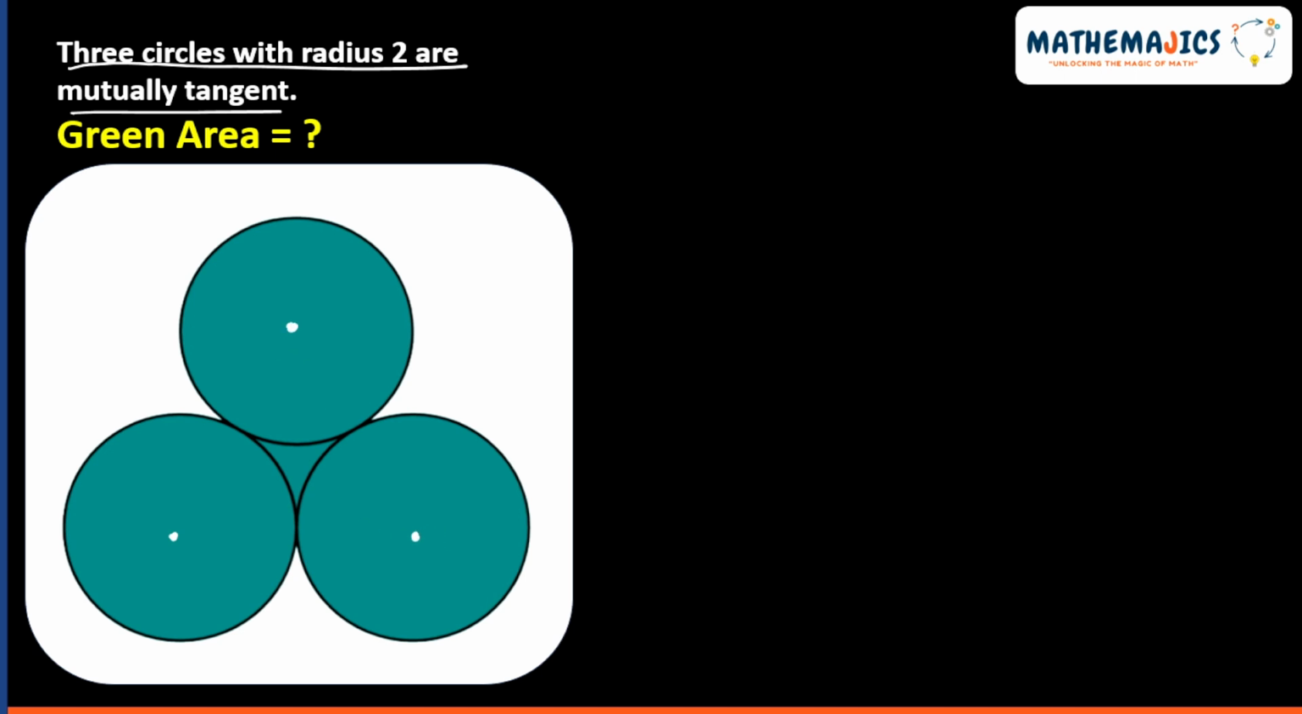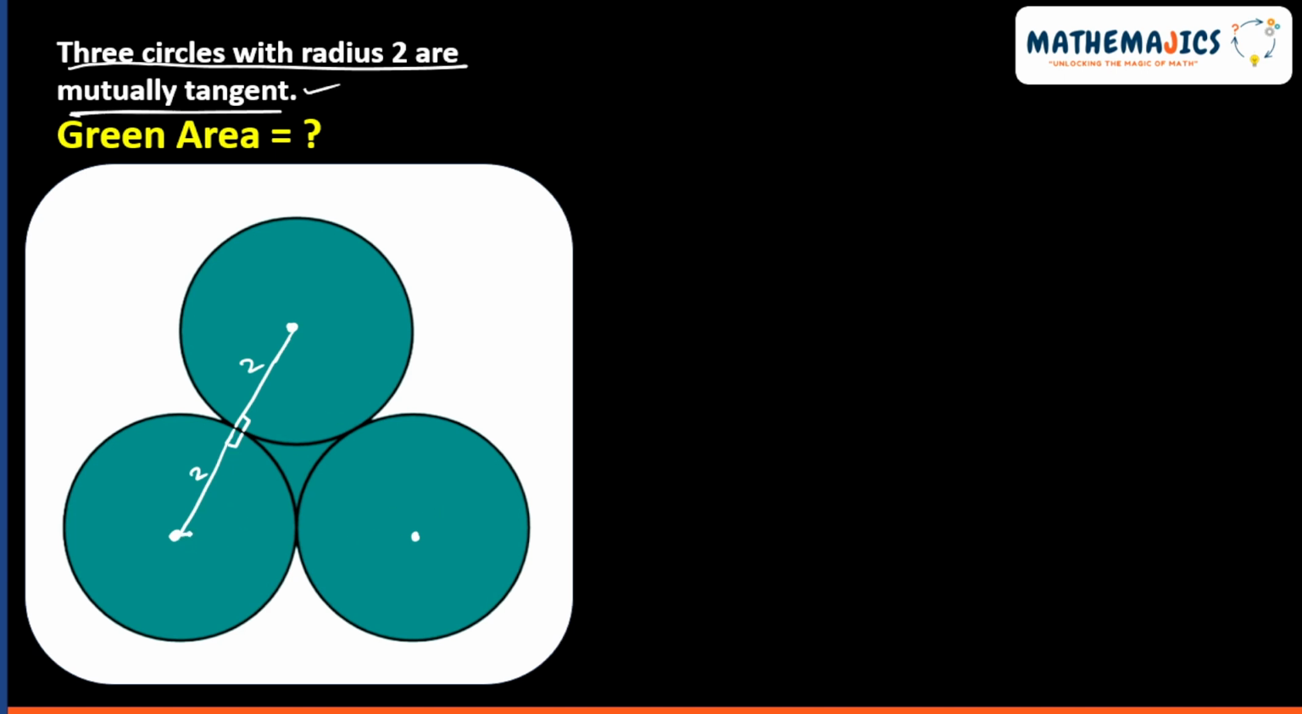That means if I draw a radius from this center and if I draw a radius from this center, this will be 90 degree and this will also be 90 degree. That means this will lie on a straight line. 90 plus 90, 180. This will be a straight line. This radius is 2. This radius is also 2. That is how we will use this statement, mutually tangent.